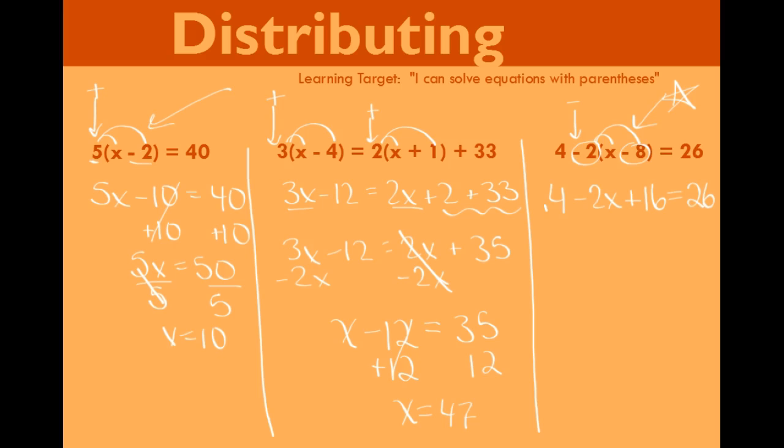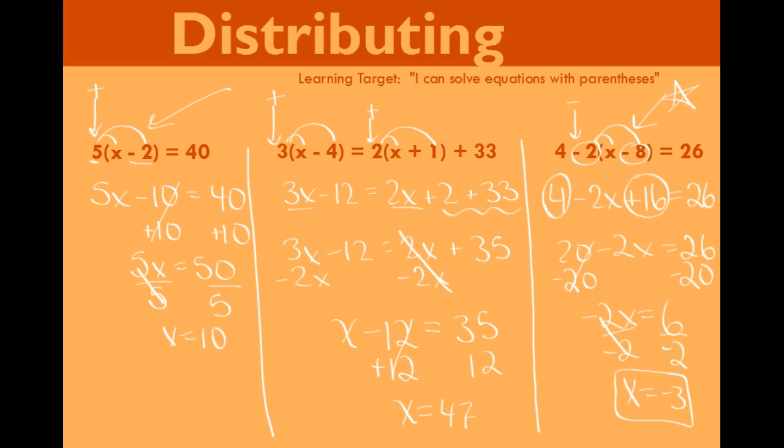So then we have combining like terms. These constants can be added together. 4 and 16 make 20. Drop my negative 2x down equals 26. Subtract 20. 2x is still negative. And then divide by that negative 2. And there's my answer.